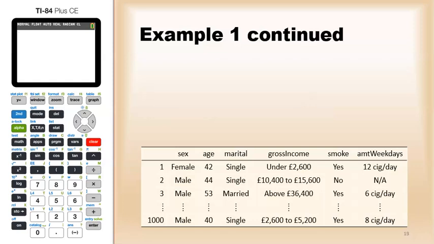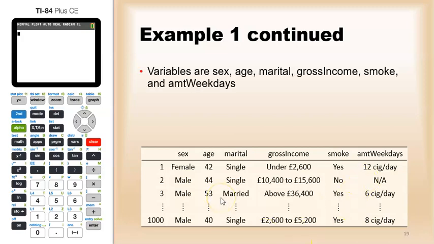Okay, so the variables are in this top row. The variables include sex, age, marital status, their gross income, whether or not they smoke, and if they did smoke, the amount they smoked over the weekdays.